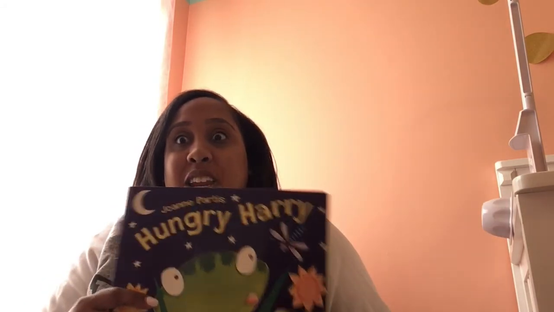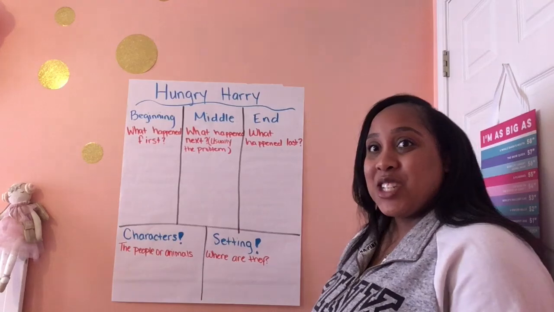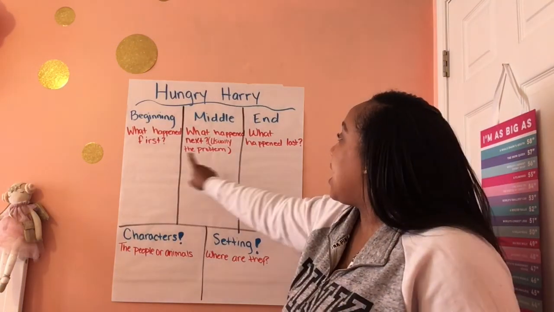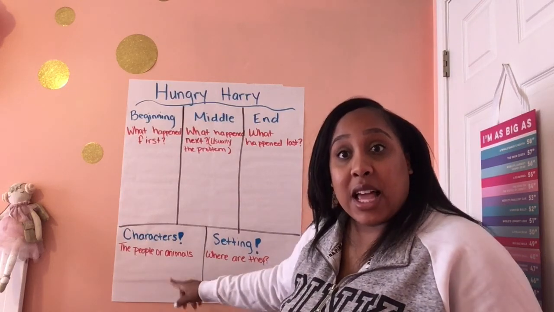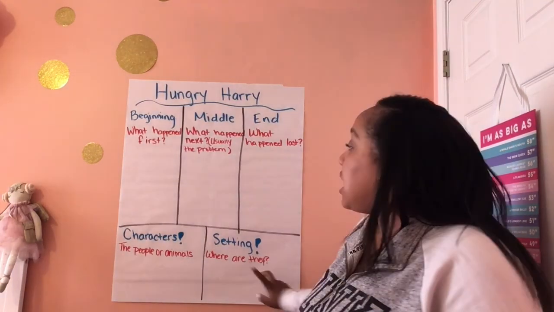All right, guys, that was Hungry Harry. We read our story. I hope you were thinking about what happens in the beginning, the middle, and the end of the story. Who were our characters and what was the setting? Where were they? All right, we're going to go back to our chart to fill it out. We're back to our Hungry Harry chart, our beginning, middle, and end, and characters and settings. Let's fill out the characters and the setting first.